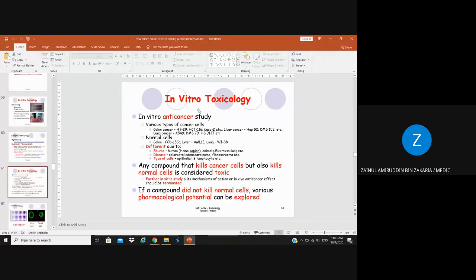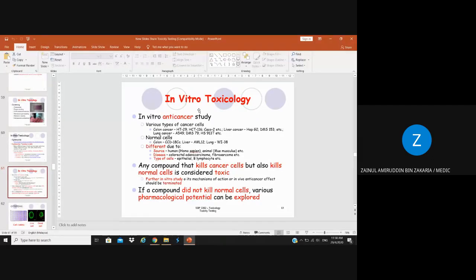For example, if you are talking about colon cancer, there are so many types of colon cancer: HT29, HCT116, CACO2. Then liver cancer, lung cancer, and various types of normal non-cancer cells. When you do an anti-cancer study, you have to have that particular cancer cell, and you also have to have normal cells. Okay, why?